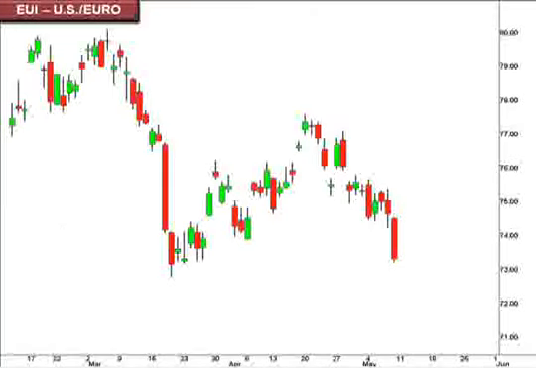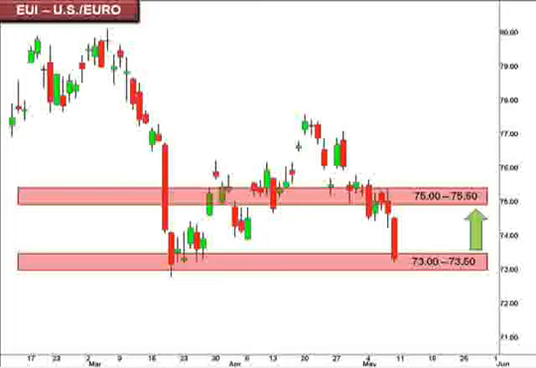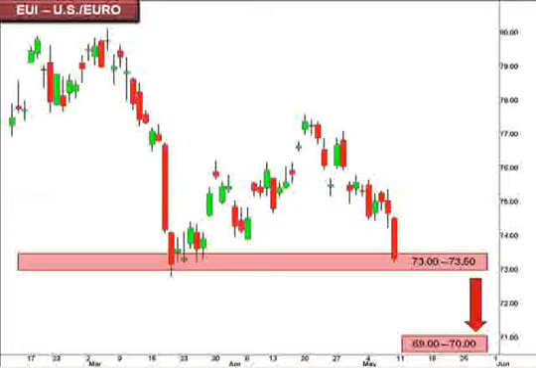Well, the U.S. dollar continued its decline against the euro, with the EUI now testing support at that 73.5 focal zone. Any bounce here has a possibility to retrace back into that 75.5 area. However, the path of least resistance suggests an extended move lower to test that 69 to 70 area.